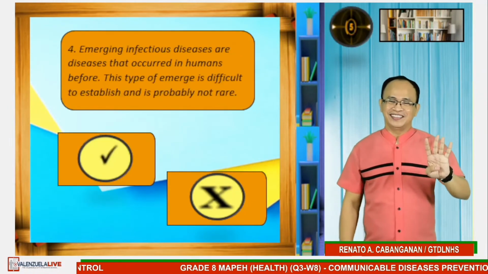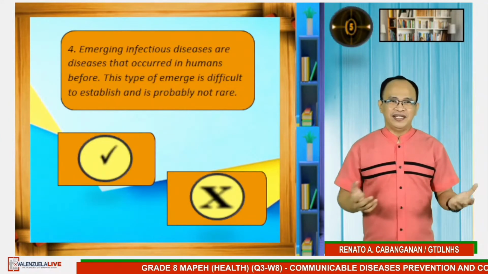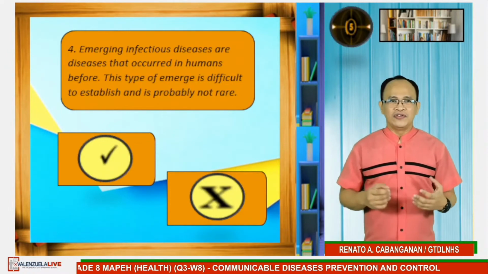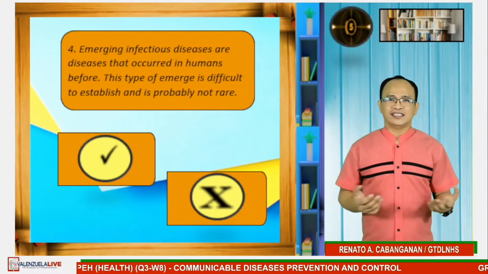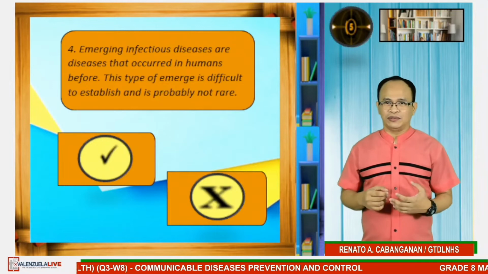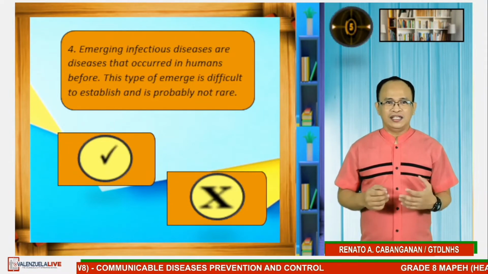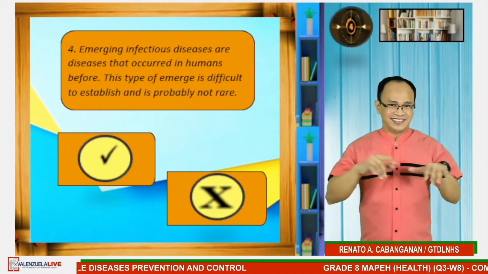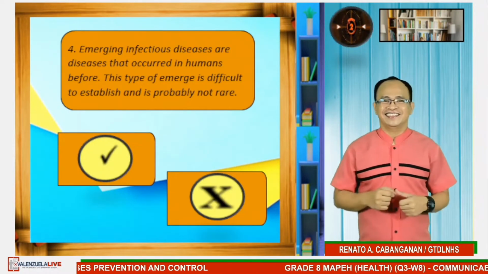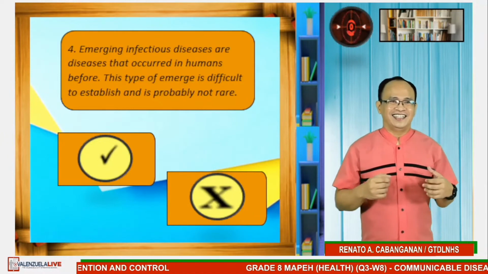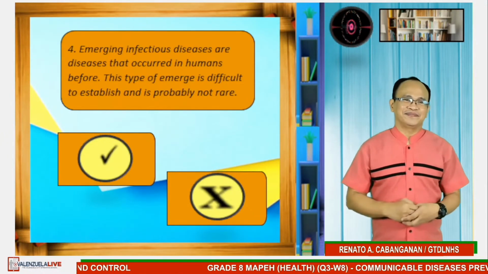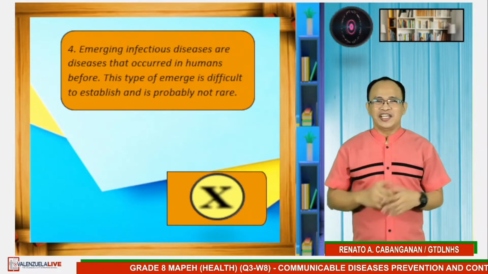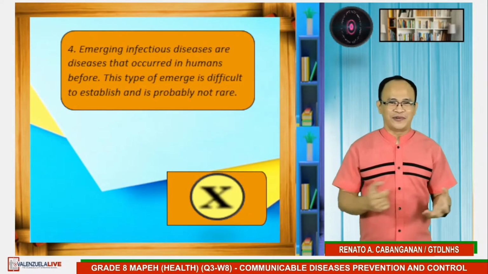Statement number 4. Emerging infectious diseases are diseases that occurred in humans before. This type of emergence is difficult to establish and is probably not rare. 5, 4, 3, 2, 1, 0. Time's up. The answer is X. You are on the right track. Keep working on it.